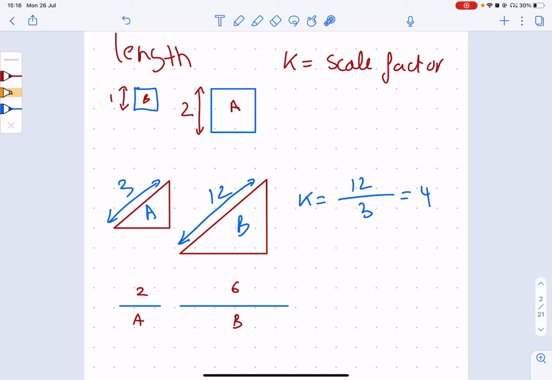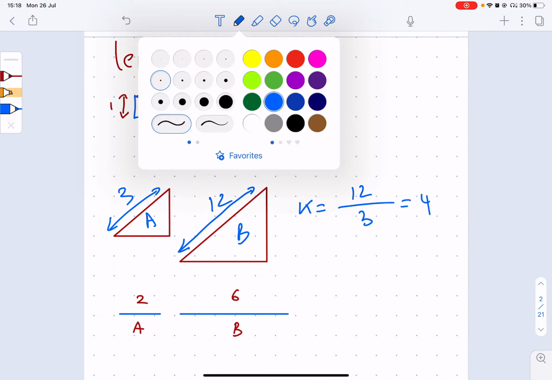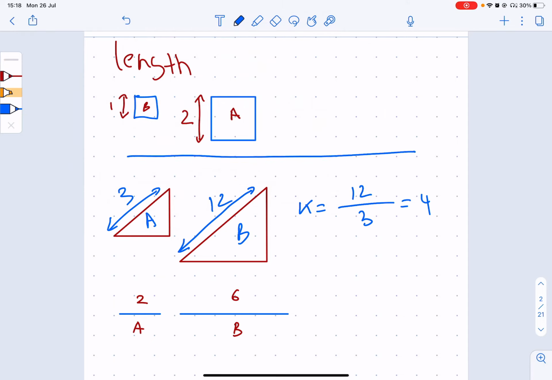What that tells us is that for that length specifically, B has a length 4 times bigger than that of A. So if I wanted to do exactly the same thing for the example I got up here, I'm going to just cross it. What I got here is that A has a length of 2 and B has a length of 1, and therefore our scale factor is equal to 2.